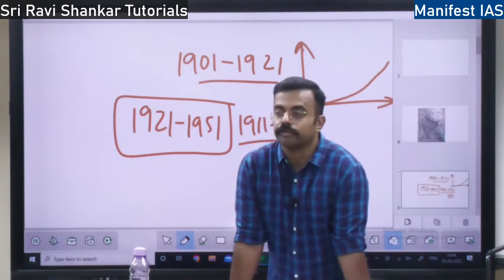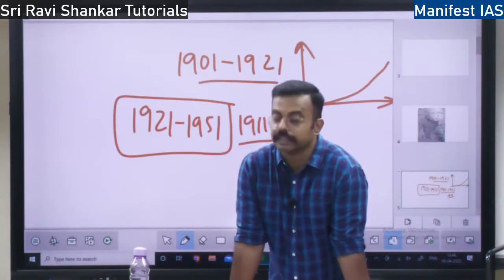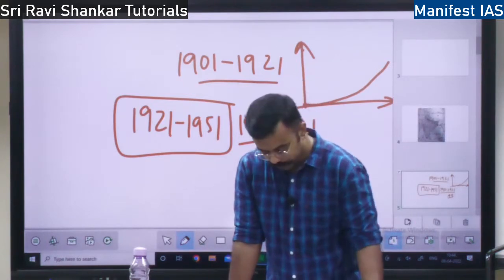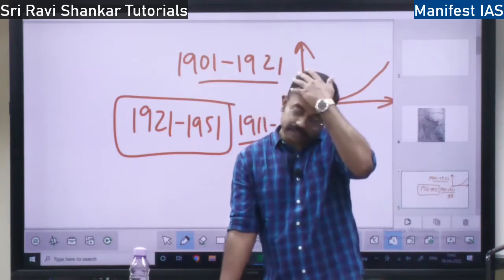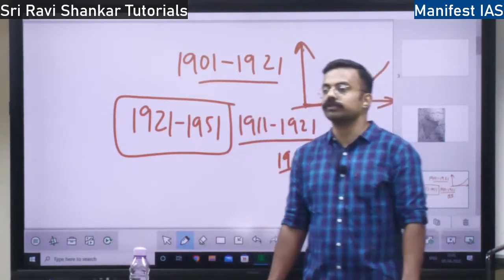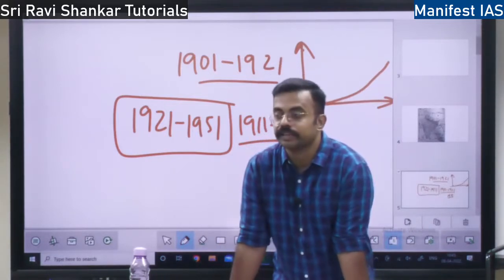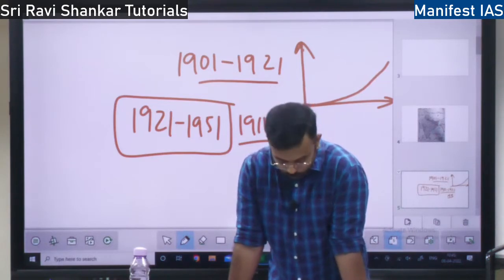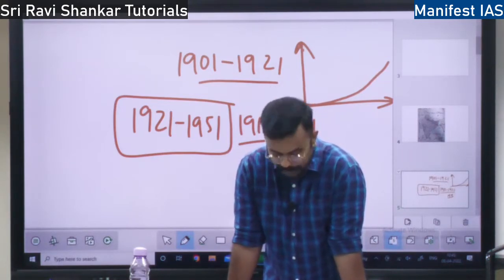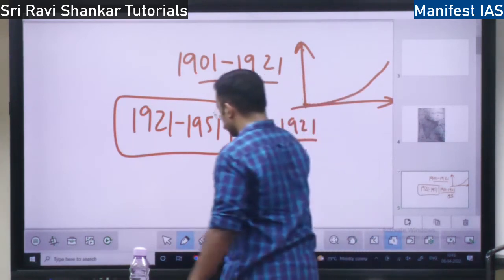Why? Because there were increased health facilities. Because of increased health facilities, the number of deaths decreased. That is why population increased steadily, and there was good food distribution also. The food distribution system was also good, right? And also during this phase, the birth rate, that is the crude birth rate, also increased, right? So this is the second phase of population increase in India.